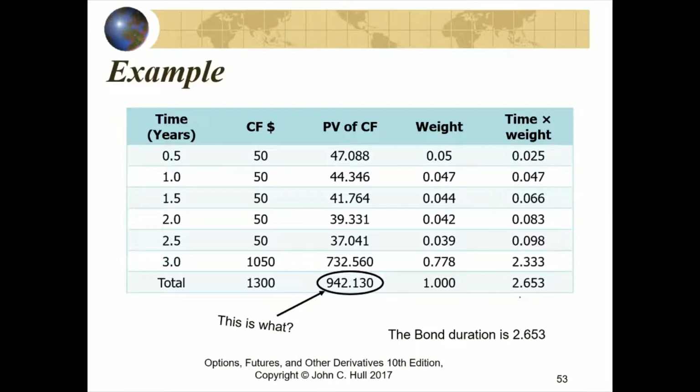So 2.653, what does this tell us? Now, the maturity of the bond is 3 years. The holder of the bond will get the price of the bond, the present value of the cash flows he will receive, today.